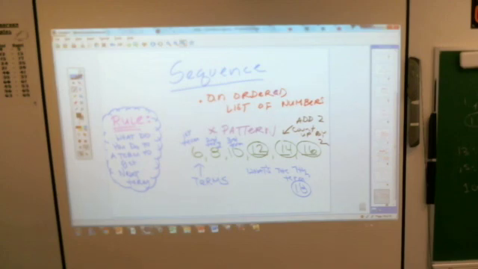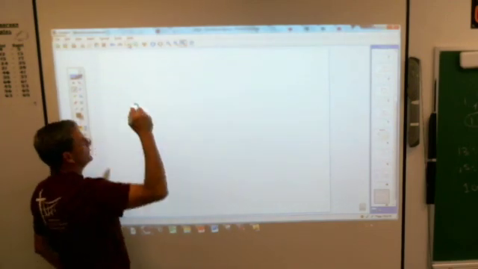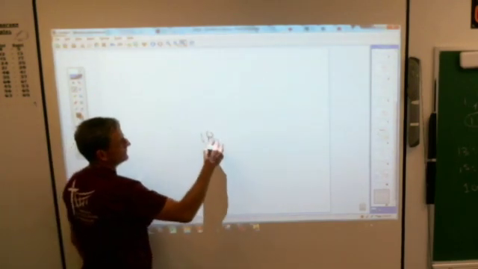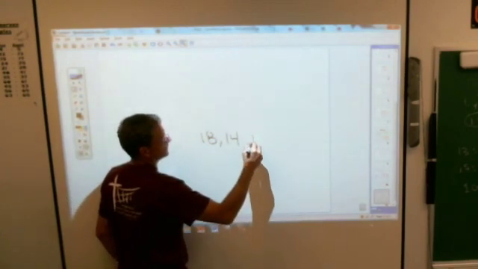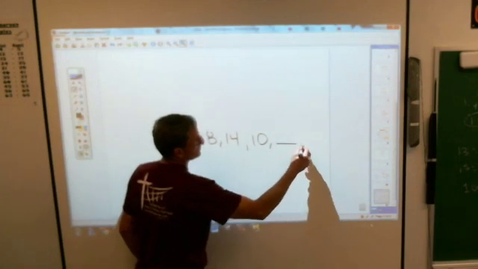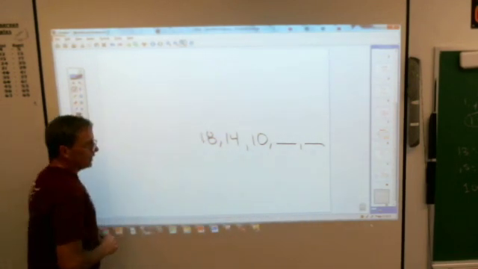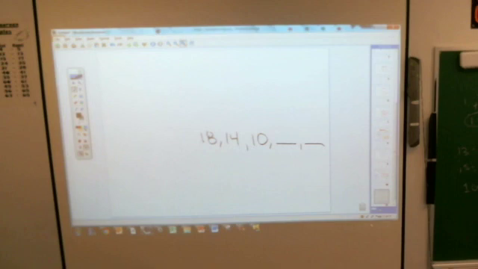How about this one? Let's do another. I gotta flip pages here. 18, 14, you can always tell me to go back. What would be the next two terms in that sequence? The next two terms in that sequence? Wait, are we writing this down? Let me go back to what you wrote. Anything I write on the board, you write on your paper, including examples.